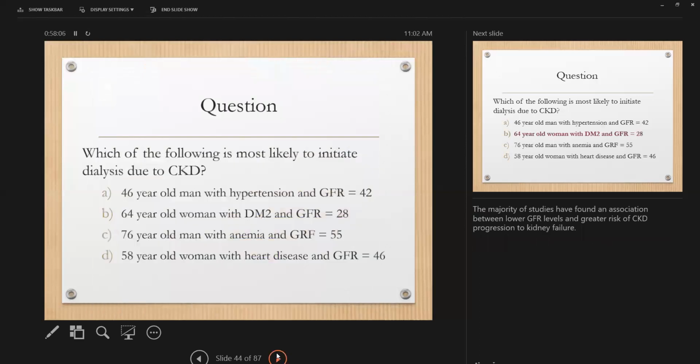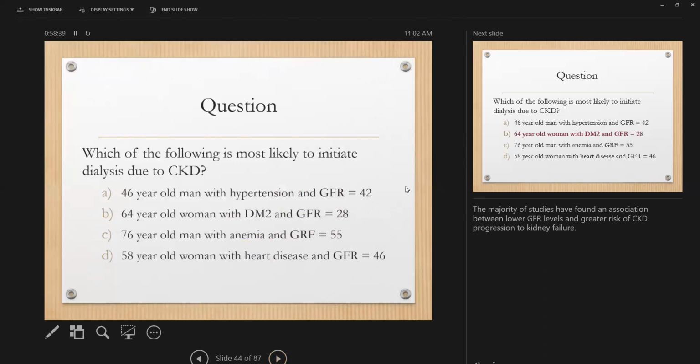Here's your question. Which of the following is most likely to initiate dialysis due to CKD? So you're looking at those GFRs. Look at the age of the person. The GFR less than 30 in the 64-year-old woman. So you're choosing B. Yep. Who else is choosing B? Yeah, because it's less than 30. And diabetes. Good pickup, guys.